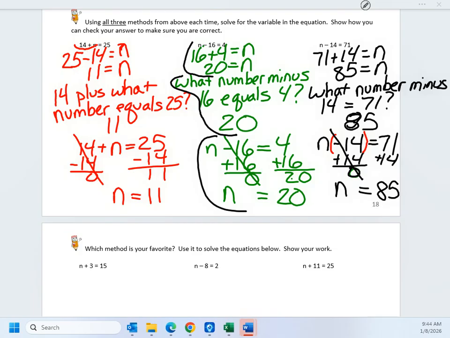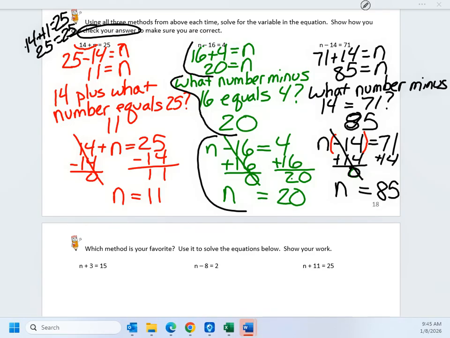Now, up top, it says you can check your answer. How do we check our answer to make sure we did our math correctly? Jack? I kind of put it back to the problem. Put it back in the problem. So here I would say 14 plus 11 equals 25. So 14 plus 11 is 25. 25 really truly does equal 25. I did my math right.